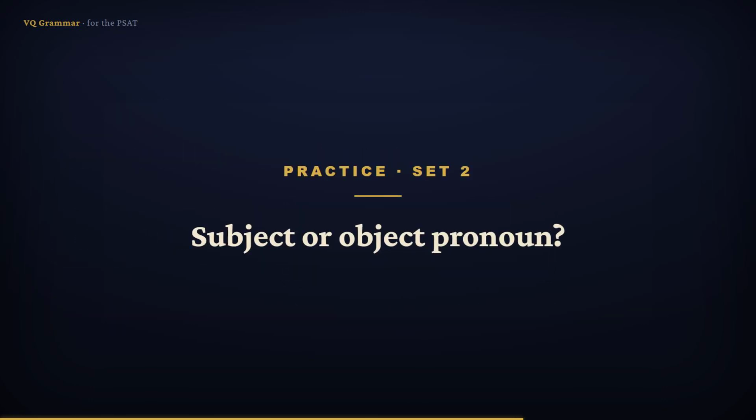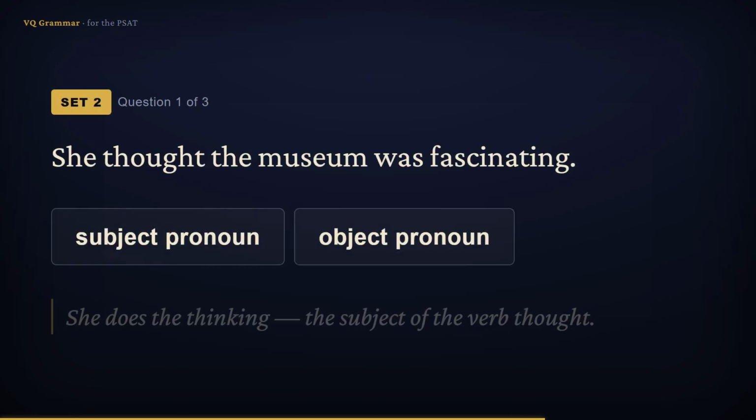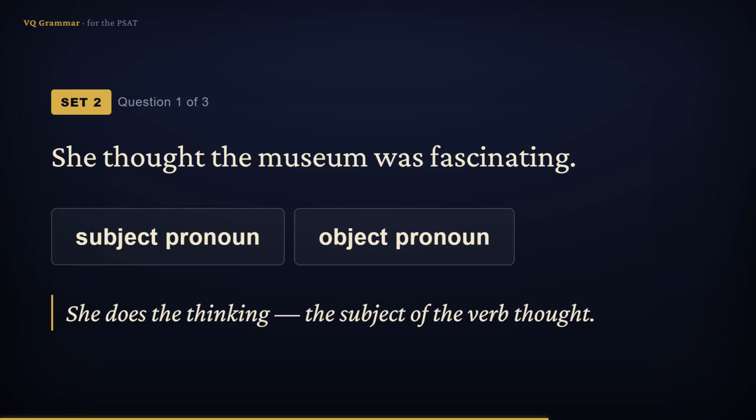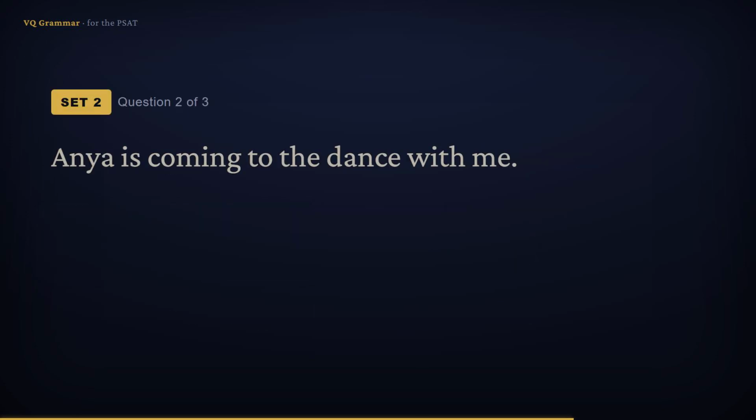3 more. Same plan. Find the pronoun, then ask whether it's the doer or the receiver. Pause and try each one. She thought the museum was fascinating. Look at she. Who is doing the thinking? She is. The pronoun is the doer of the verb thought, so it's a subject form. So the answer is subject pronoun.